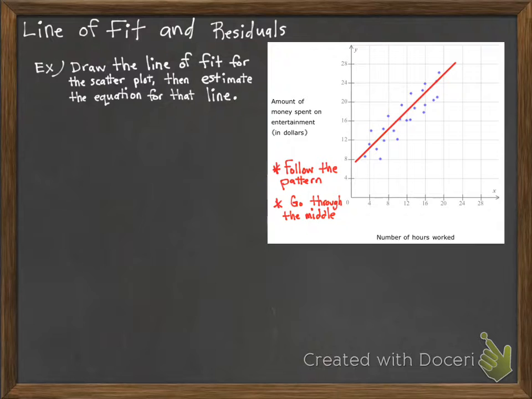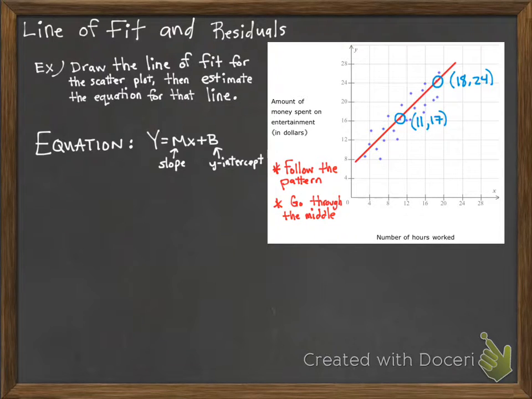To write an equation for this line, we're going to estimate two different points and use the equation y equals mx plus b, where m is the slope of the line and b is the y-intercept. Looking at our line, we can estimate 2 points, about where they are. We don't have to be exact, but we just want to get as close as we can. Remember, these 2 points have to be on the line.